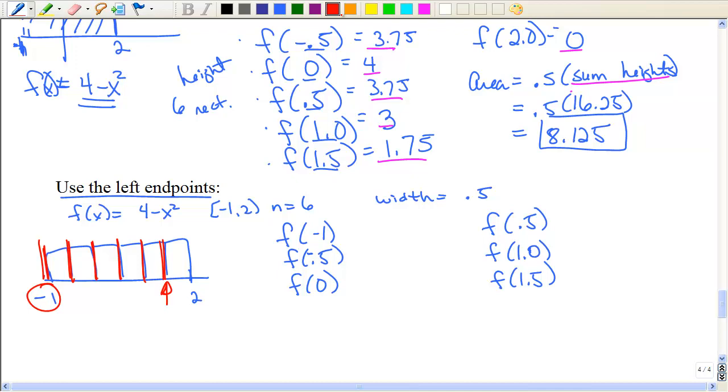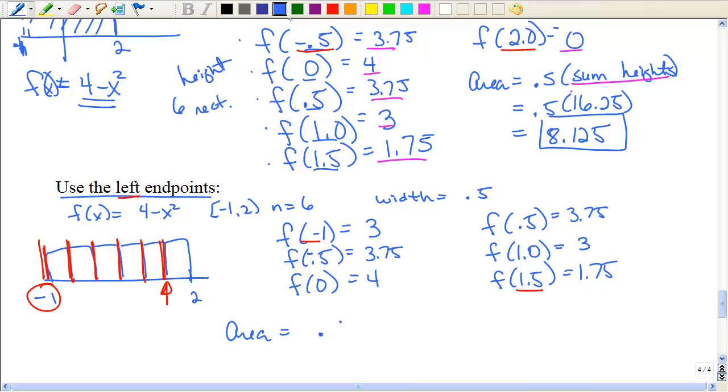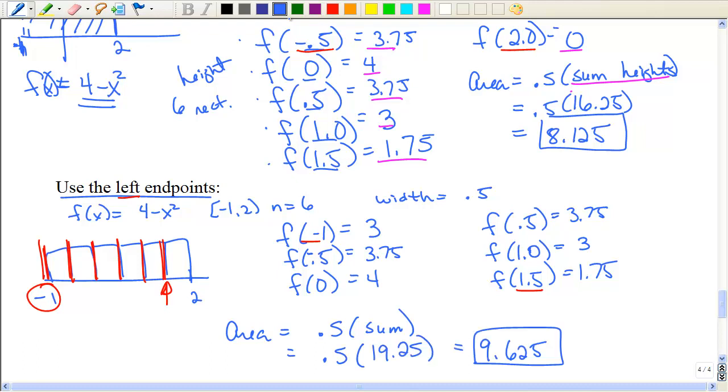So it's almost the same, but our beginning and ending is different. Here on the right endpoints, I started at -0.5 and I ended at 2. For the left endpoints, I'm starting at -1 and ending at 1.5. So I certainly can use some of these same values. Okay, so my area is going to be the width, again, times the sum of the heights. So that's 0.5. This time I get an area of 9.625. So using the right endpoints, I got a smaller area than I got with using the left endpoints.